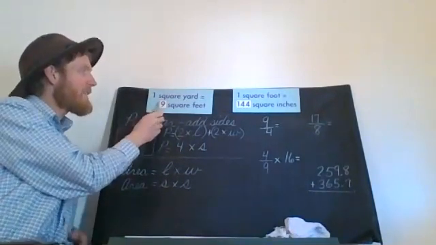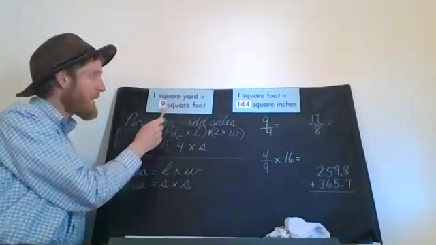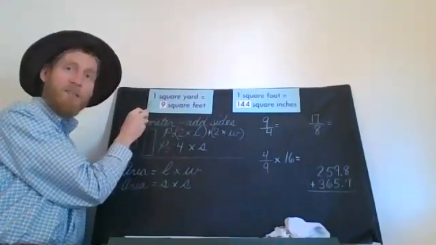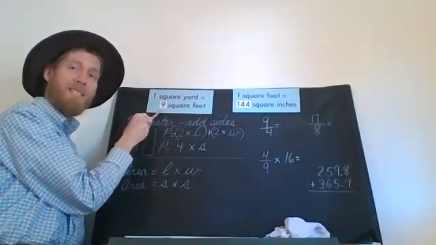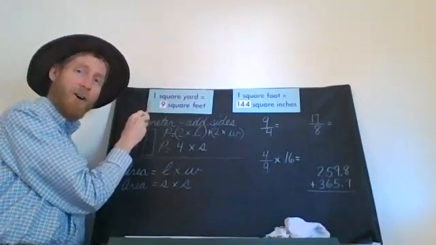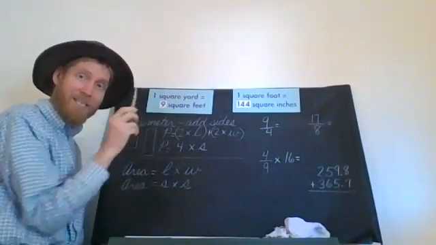You were to memorize this. 1 square yard equals 9 square feet. Let's memorize it. 1 square yard equals 9 square feet. Say it again, nice and loud.